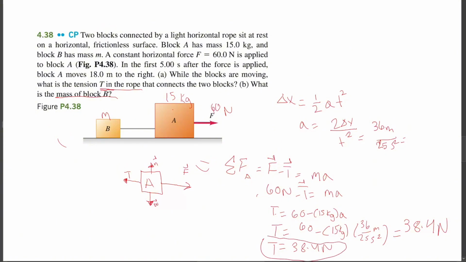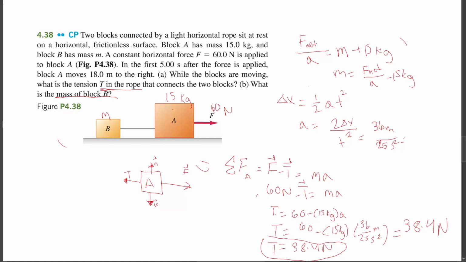Now it's asking us to solve for M. So we know that together this whole system is undergoing an acceleration, and there's a net force acting on it. So the net force divided by the acceleration of the system is going to equal the mass of the system, but the mass of the system is going to be m, the mass of B, plus 15 kilograms. So solving for m, we get m is going to equal net force over a, minus 15 kilograms.